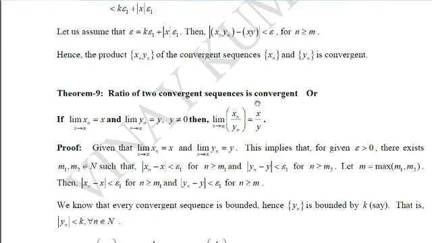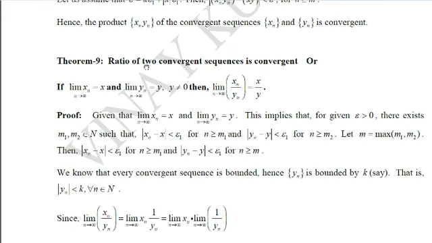Ratio of two convergent sequences is convergent. If limit as n tends to infinity xn equals x and limit as n tends to infinity yn equals y, where y is not 0, then we have to show that limit as n tends to infinity xn by yn is equal to x by y. But remember, just now we proved that limit of xn into yn is equal to limit of xn into limit of yn, which is equal to x into y. So I'll use that theorem here.